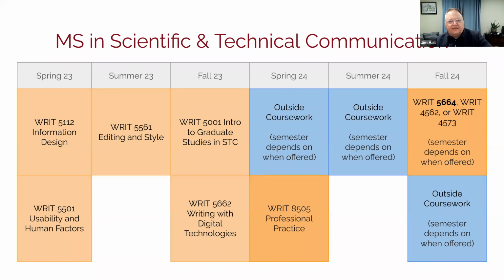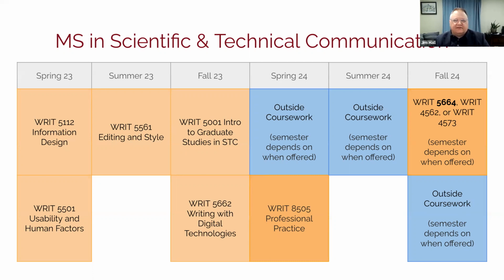So again, the courses in the light orange color are meant to represent the core coursework from the certificate program. Those are exactly the same courses that we saw a couple slides ago from the certificate program. So in spring 2023, the student might take 5112, information design, and 5501, usability and human factors. And then in summer, RIT 5561, about editing and style.